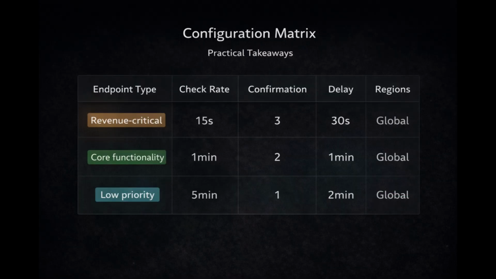On the screen is a practical matrix. Revenue critical equals fast checks, high confirmation, low delay, wide regions. Core functionality equals moderate checks, solid confirmation, short delay, regions aligned to users. And then we have low priority, which is a lower frequency, minimal interruption, longer delay, and limited regions. These aren't commandments, they're starting profiles. You tune based on your environment, but the principle is fixed. You align alert design with business impact.